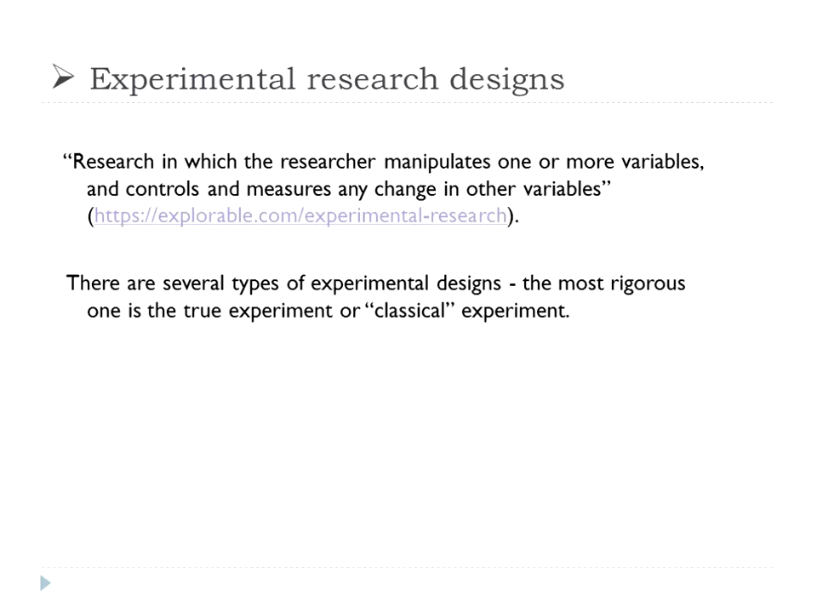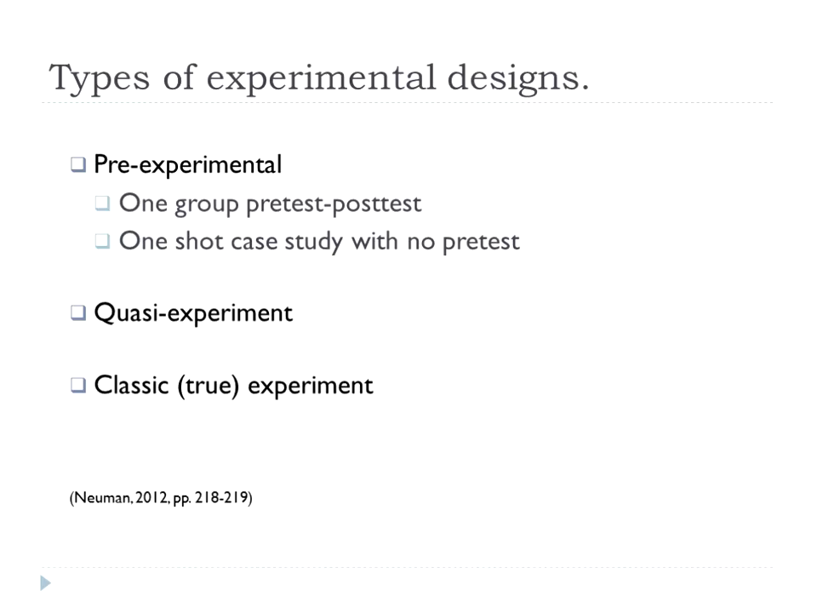And now we get to this final part of the lecture that covers experimental research designs. I like this definition: research in which the researcher manipulates one or more variables and controls and measures any change in other variables. Now, there are several types of experimental designs. The most rigorous one is the true experiment, also called the classical experiment. I'm going to give you some examples from these types of experimental designs, and you'll notice that I kept the classic or true experiment for last.